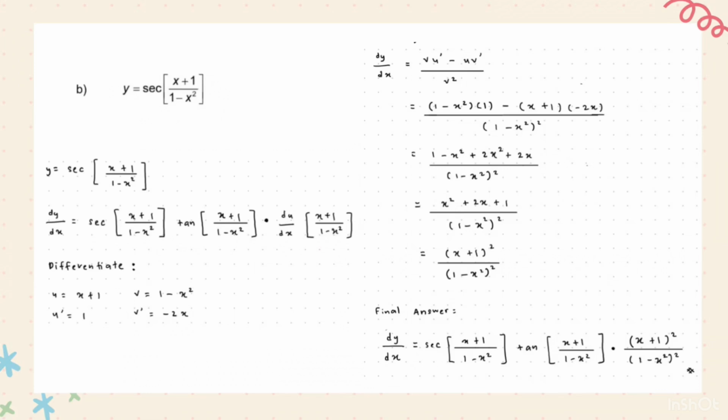Putting it all together, dy over dx equal to secant of x plus 1 over 1 minus x squared, tangent of x plus 1 over 1 minus x squared, times x plus 1 squared over 1 minus x squared. That's our final answer.